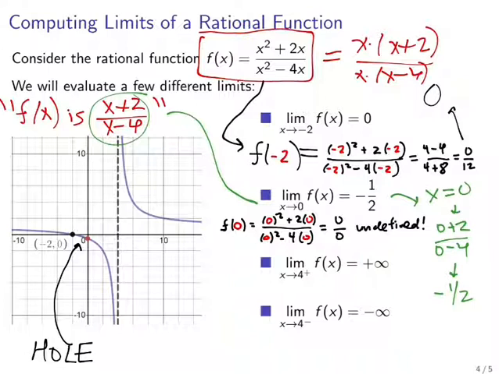All right, on the next slide we're going to talk about these other two examples, what's happening around this vertical asymptote at x equals 4. On the next slide, that is.